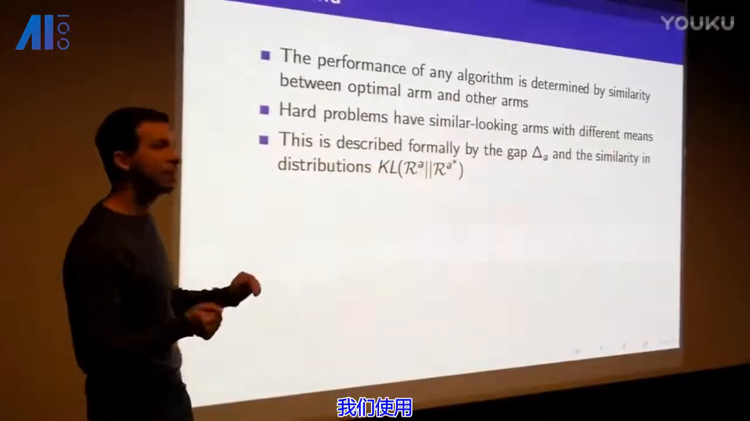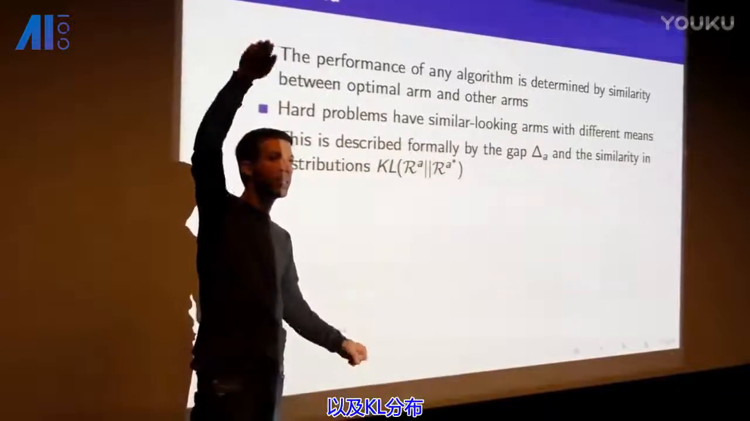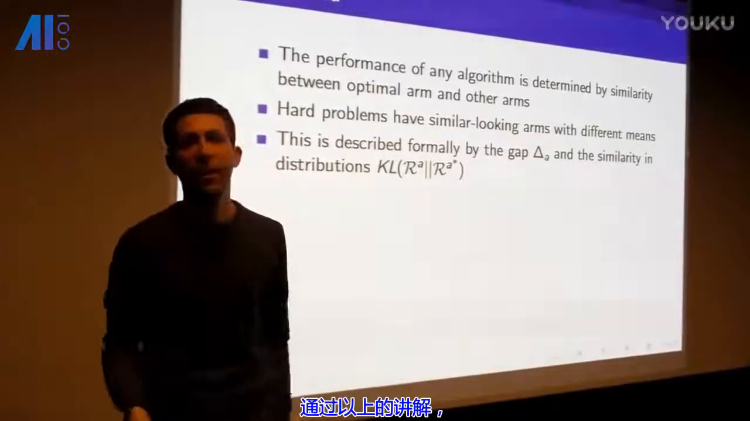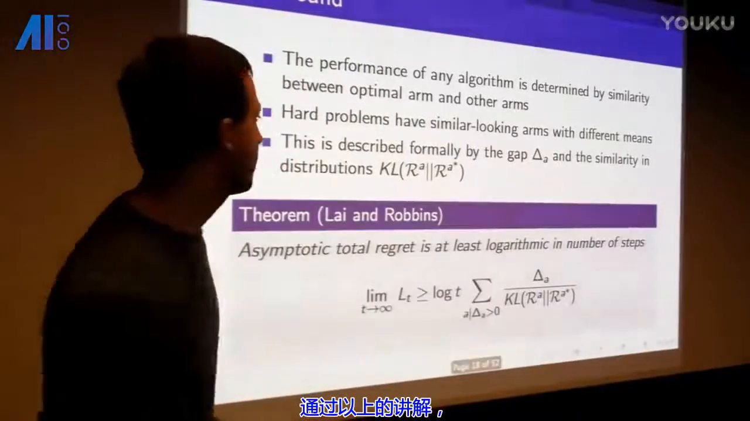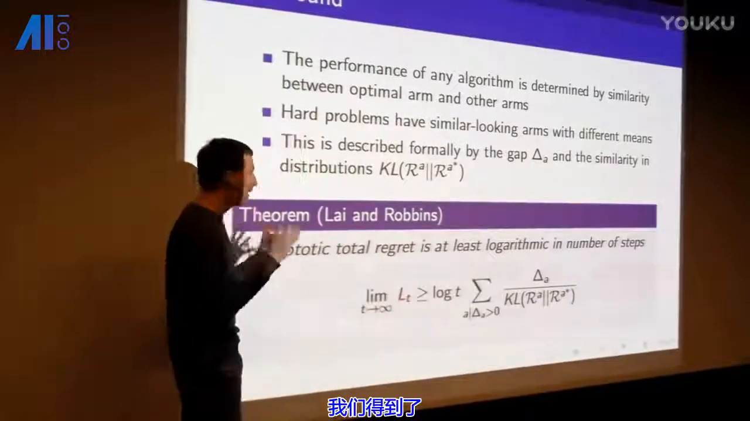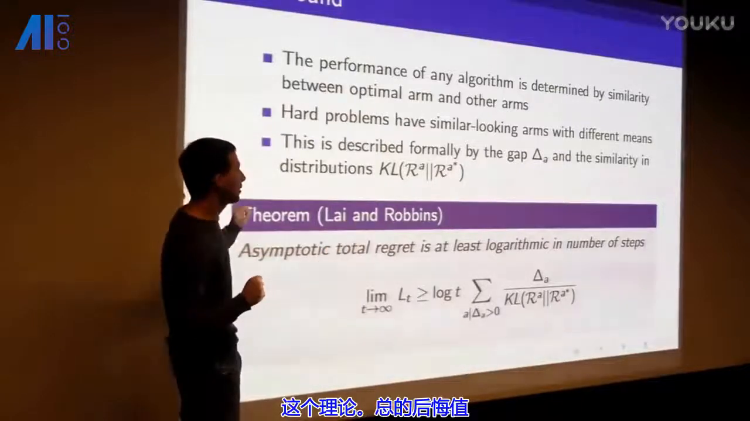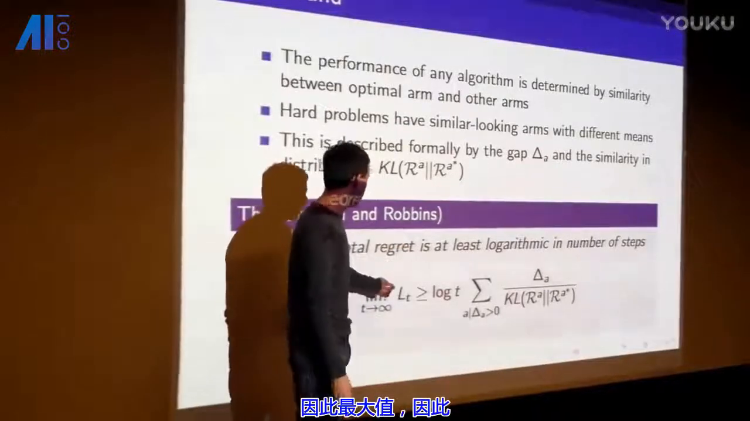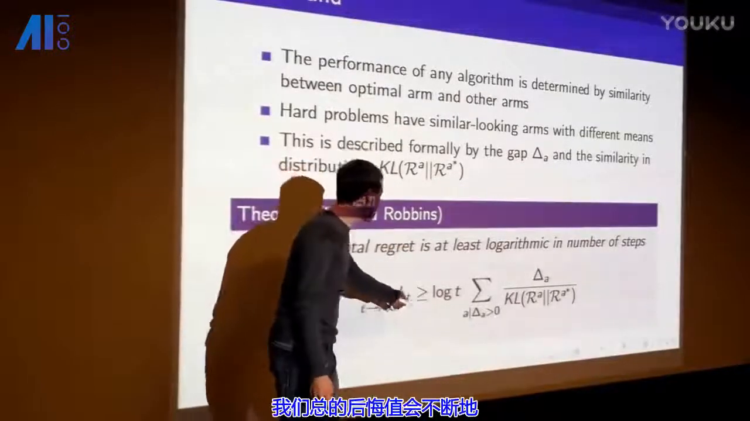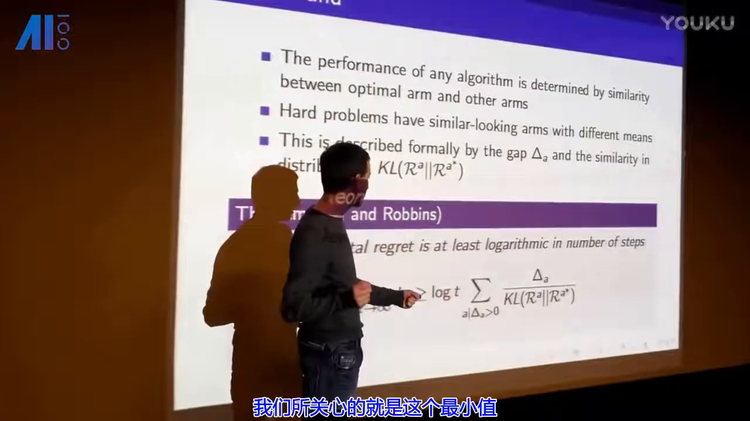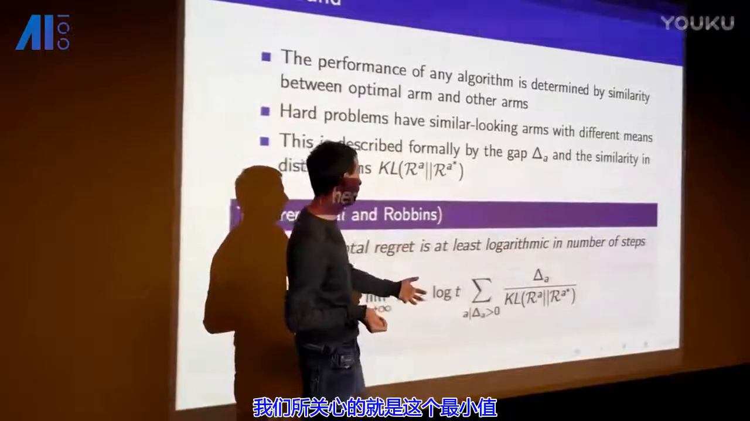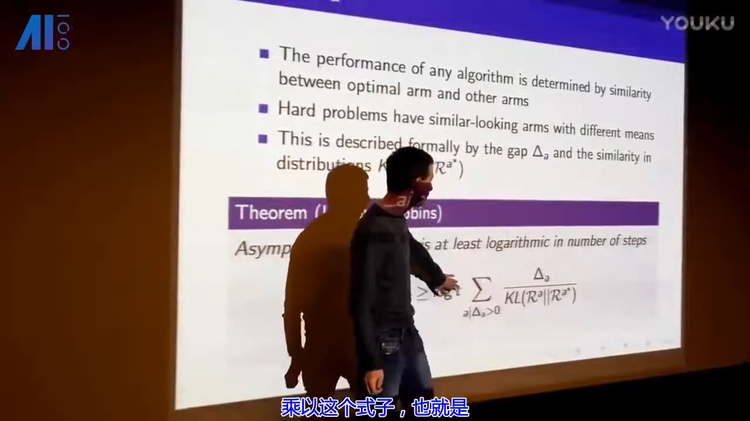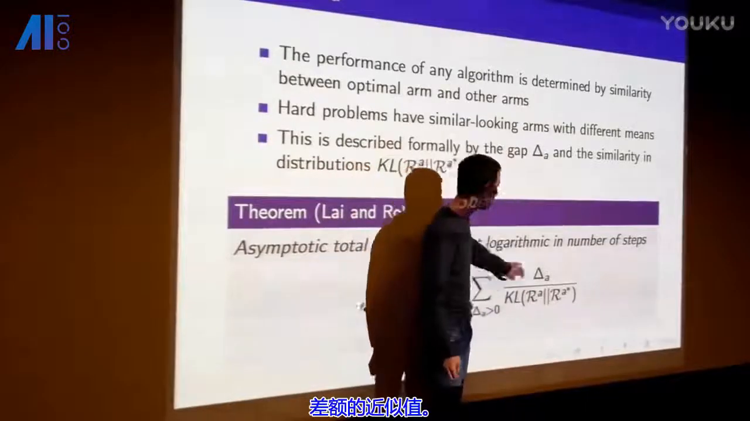Formally, the way we understand that is by the gap between them, the difference between this arm and this arm, and how similar their distributions are, which we can measure using the KL divergence. So this is one slide of theory: the total regret is at least logarithmic in the number of steps. This is the total regret that we're incurring over time, the plot we were looking at, and the regret that we incur is at least logarithmic in the number of steps that we take, multiplied by this term, which is basically proportional to the gap.